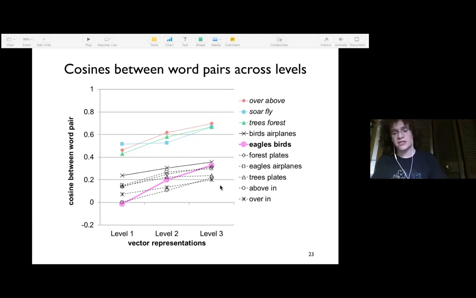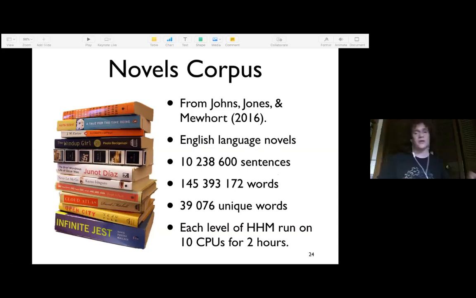This is still just a toy example, so we need to run this on real English at this point. So I run it on a corpus of novels from Project Gutenberg.